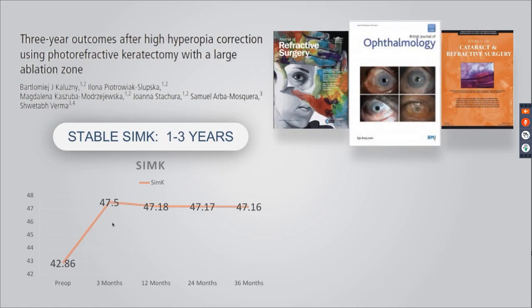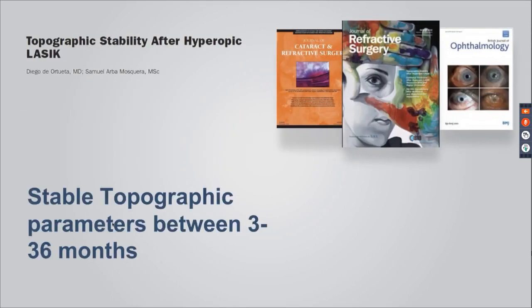And finally, if we look at Diego Di Ortueta and Sam Arba-Mosquera, they followed hyperopic LASIK, we see almost similar results to hyperopic PRK with not much change from 3 to 36 months. There's a very minute, small change that accounts for about 0.1 diopter per year, which is not much.